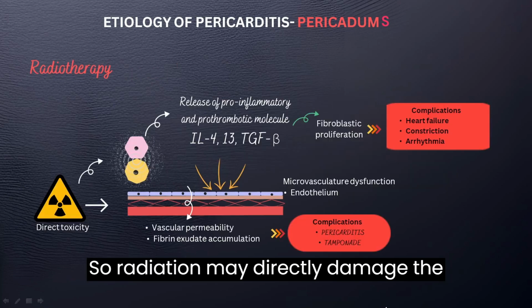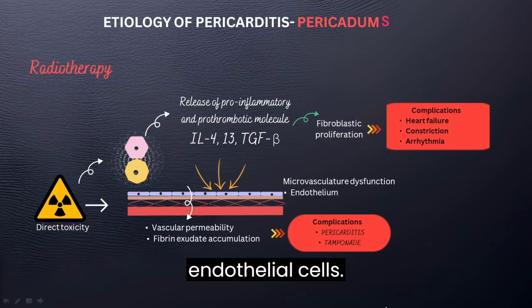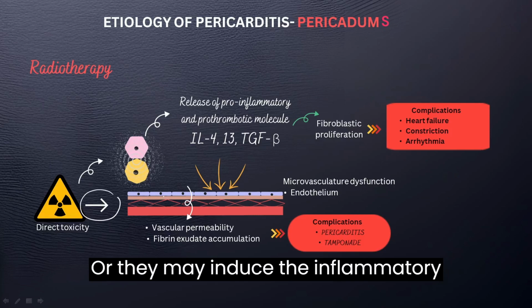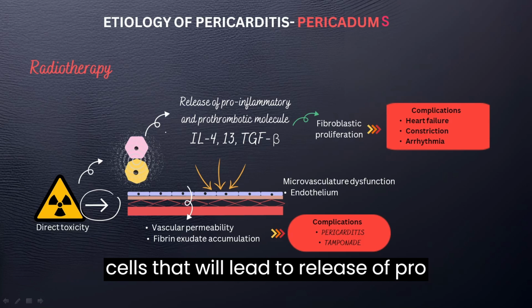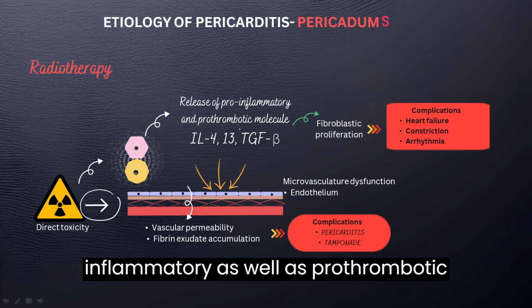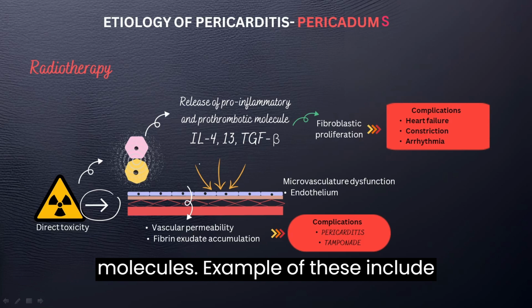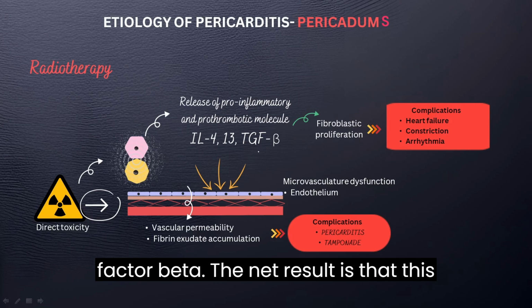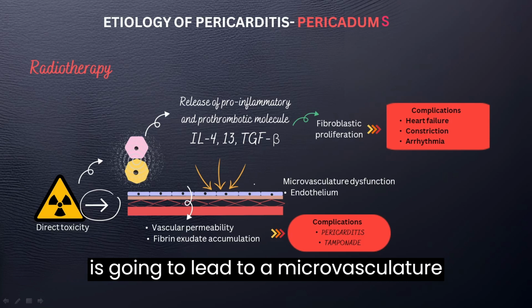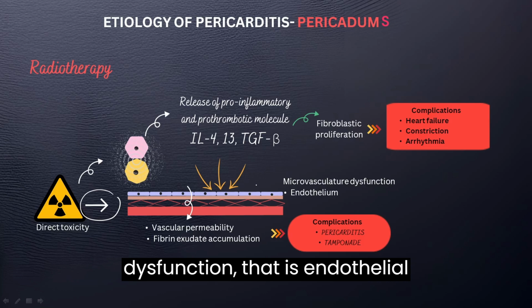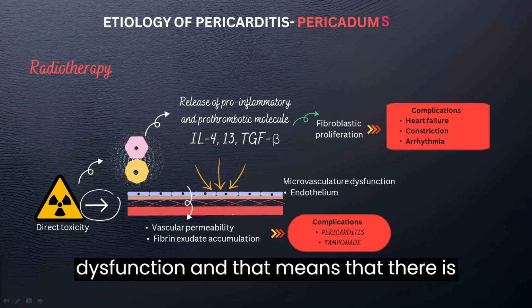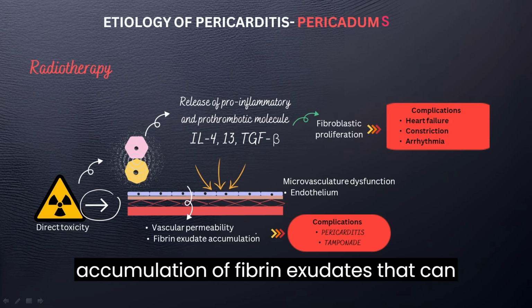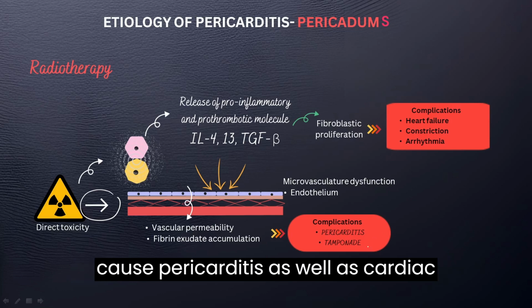Radiation may directly damage the endothelial cells, or it may induce the inflammatory cells that will lead to the release of pro-inflammatory as well as prothrombotic molecules. Examples of these include interleukin 4 and 13, and transforming growth factor beta. The net result is microvasculature dysfunction, that is, endothelial dysfunction. That means there is going to be vascular permeability and accumulation of fibrin exudates that can cause pericarditis as well as cardiac tamponade.